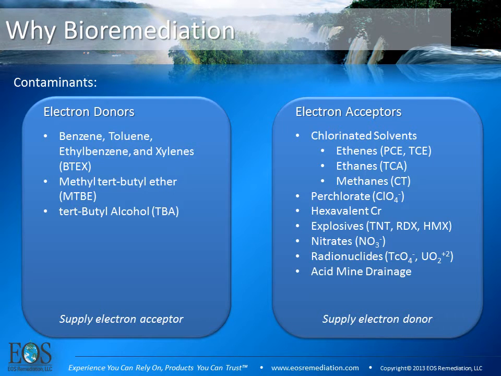On the electron donors, that would be your gasoline range contaminants such as BTEX. And on the electron acceptor side, most commonly people are dealing with chlorinated solvents, but you can also remediate things like energetics such as perchlorate or TNT. You can remediate hexavalent chromium, nitrates. You can even reduce some radionuclides, and you can even control acid mine drainage with bioremediation.